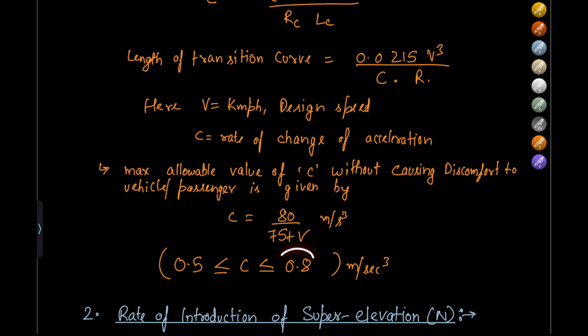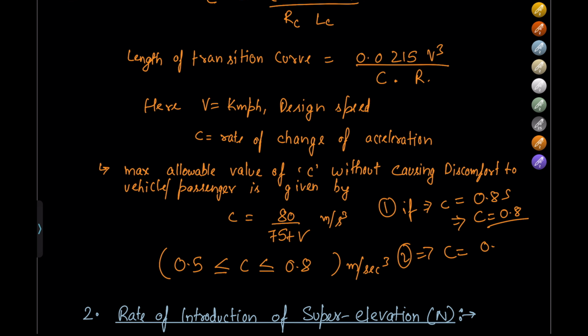If the value of C comes to be less than 0.5 or greater than 0.8, we take the value of C as the nearby limit. Let us assume, if in some scenario C comes out to be 0.85, we will not take that value and will take C equal to 0.8. This is the first case; this is the second case: if C comes out to be 0.46, we'll take the C value as 0.5, right?